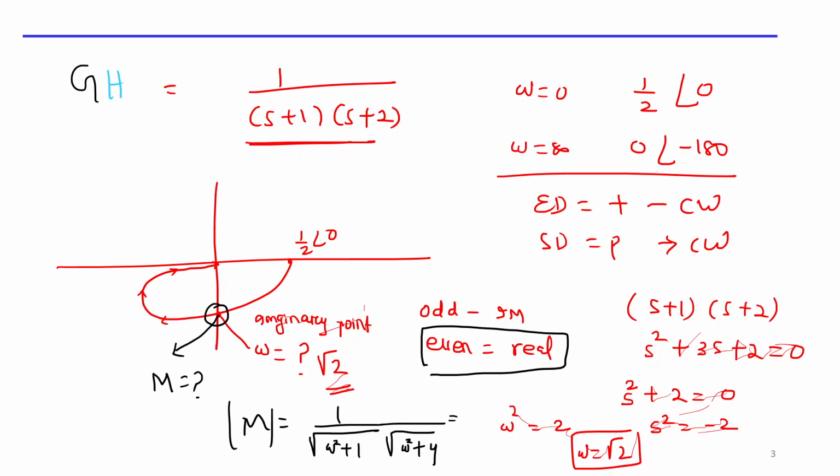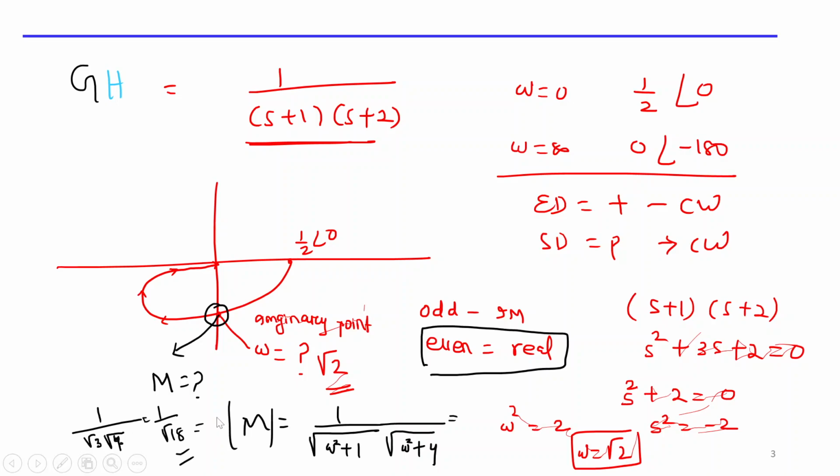Let me do it for you. 1 by root over of, omega square is 2, so 2 plus 1 is 3, and into 2 plus 4, which is 6. So 1 by root of 3 into 6, which is 1 by root 18. So this is the answer.